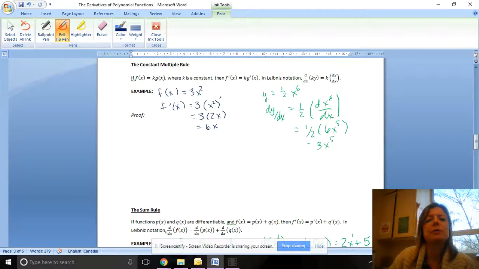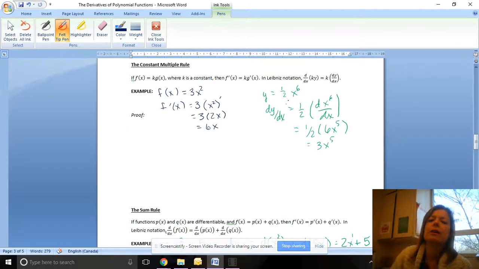We can look at this as 3 times x squared. So when we take its derivative, we can just take 3 and then take the derivative of x squared. So we keep the 3, and the derivative of x squared is 2x. 3 times 2x is 6x. So the derivative of 3x squared is 6x.